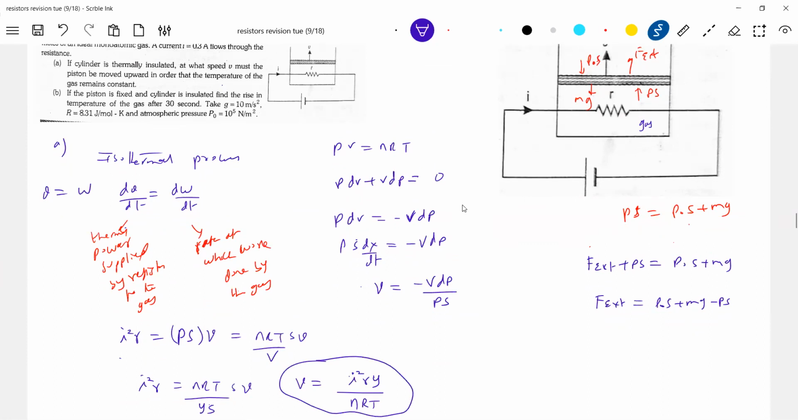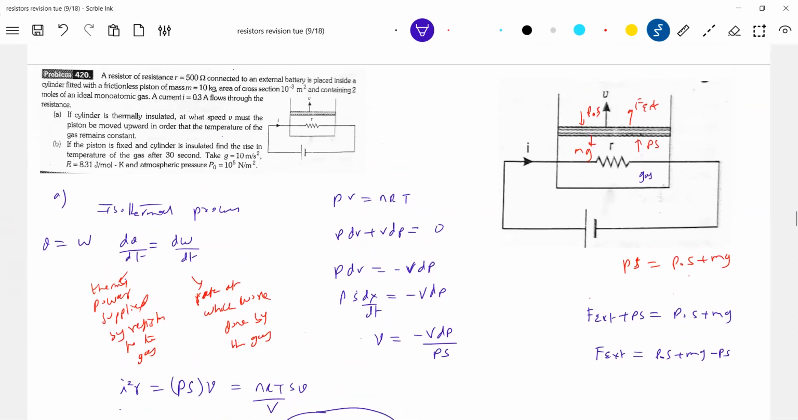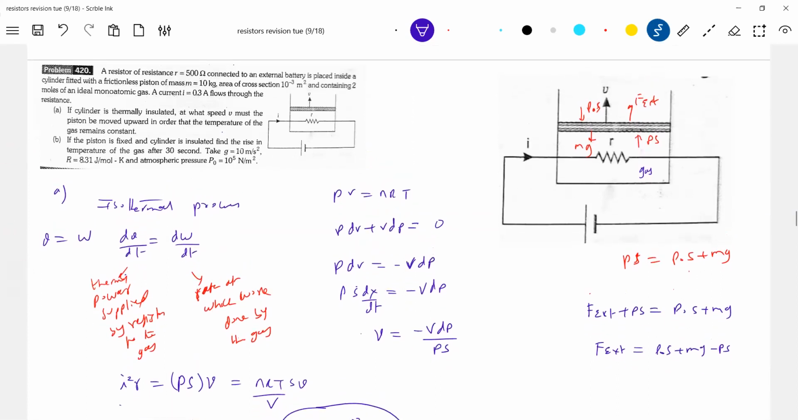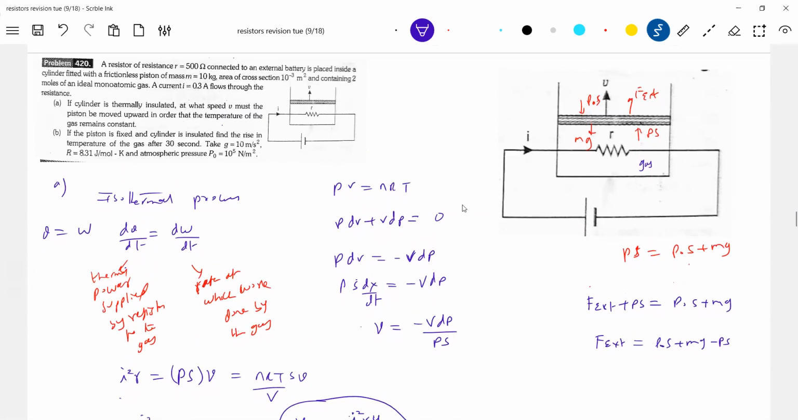Maybe that question has a printing error, sir. Instead of the temperature of the gas remaining constant, it should have been the pressure of the gas remaining constant. If the pressure of the gas remains constant, I think this will be an easy problem. We have already done it. Pressure constant means P naught plus mg will come, and that will be much easier.